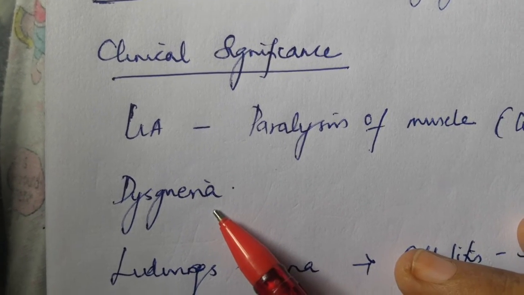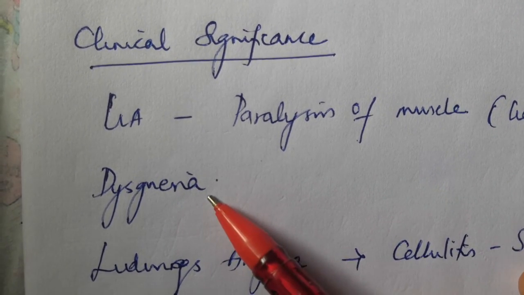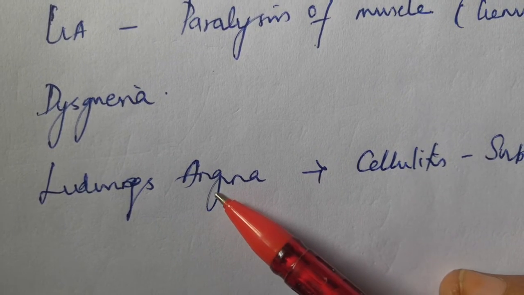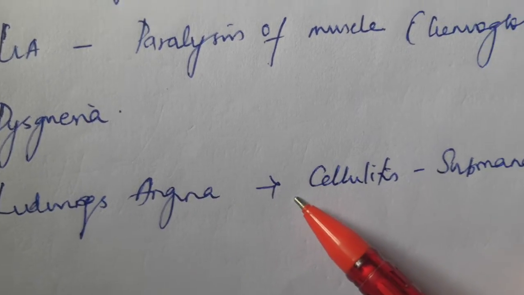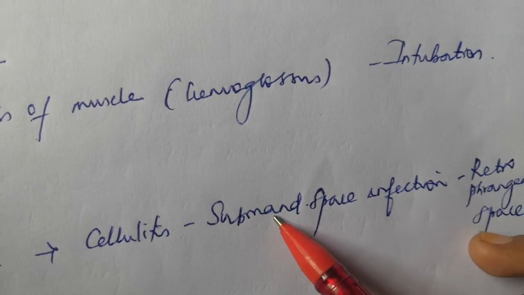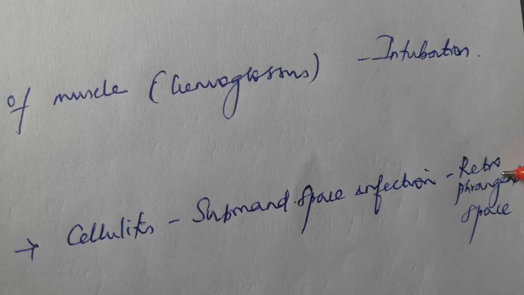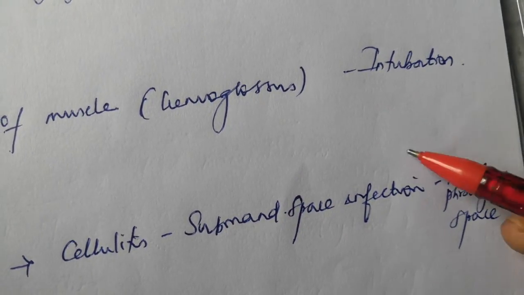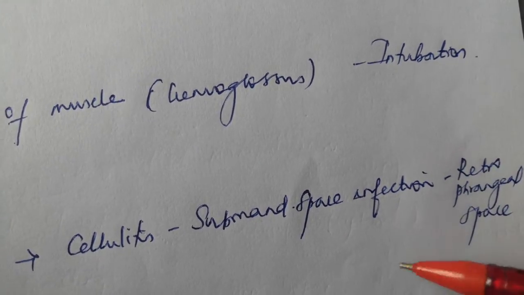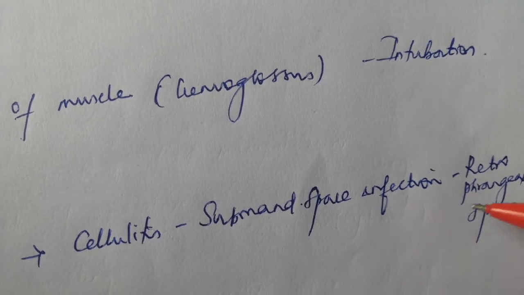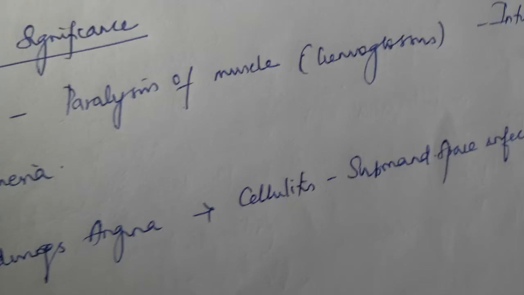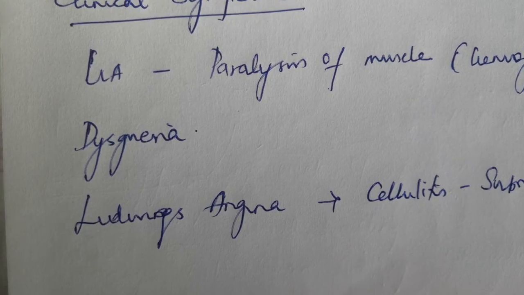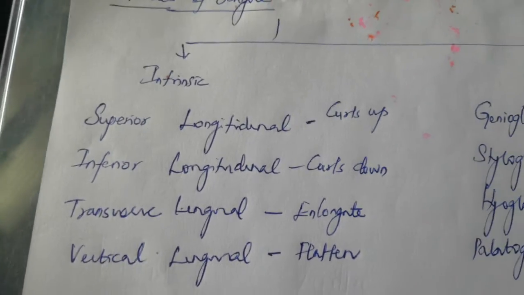Also, in certain cases the taste sensation will be lost, which is called dysgeusia. And Ludwig's angina occurs mostly when you have cellulitis in the orofacial region involving submandibular infection. It will affect the retropharyngeal space due to the swelling of the tongue, which will increase in size two to three times due to the space infection, causing respiratory discomfort. So in that case also we have clinical implications. So this is the overall view of the tongue.